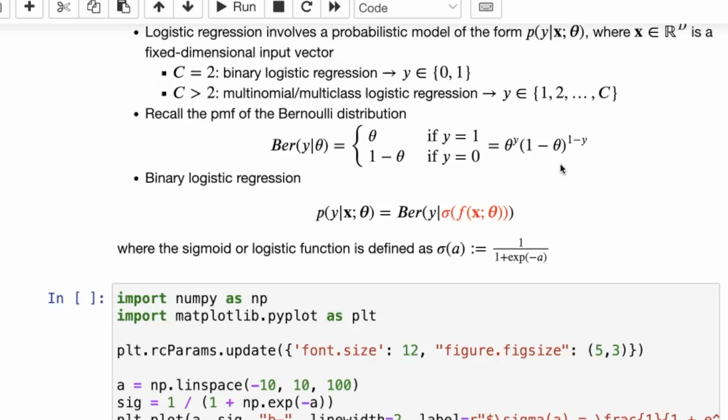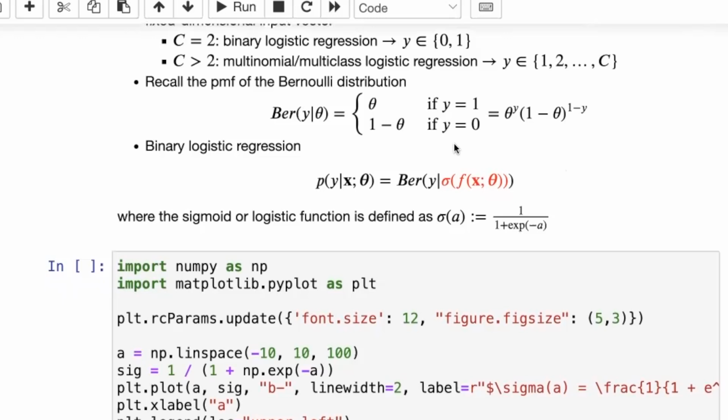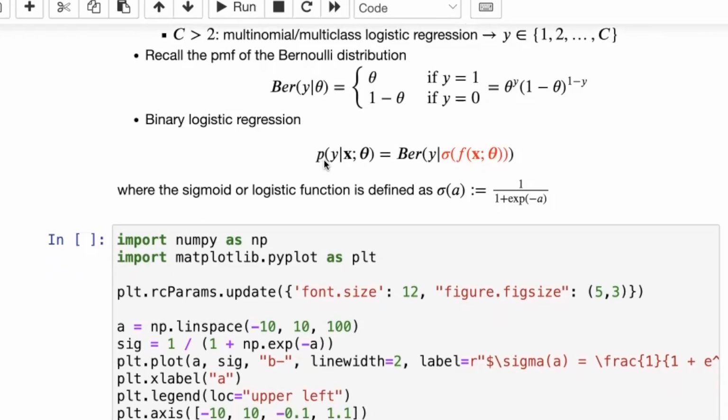And therefore, the model that we use for logistic regression is based off of this Bernoulli distribution. We say that the probability of the output y given x and theta is this Bernoulli distribution, where the theta, or the probability that we need to define the Bernoulli distribution, comes from this function of the input applied to the sigmoid or logistic function. So that's why we call this method logistic regression.